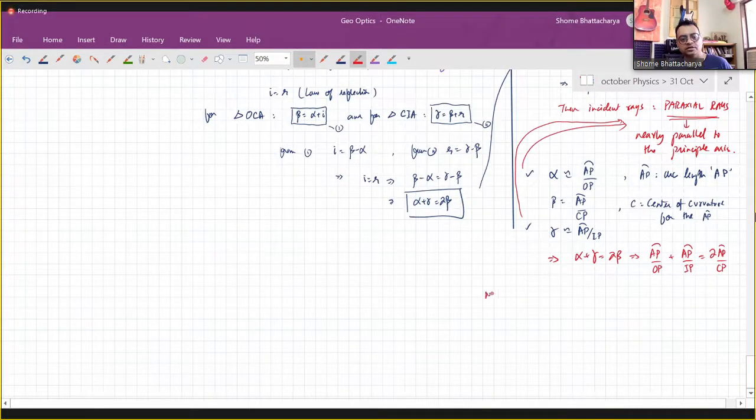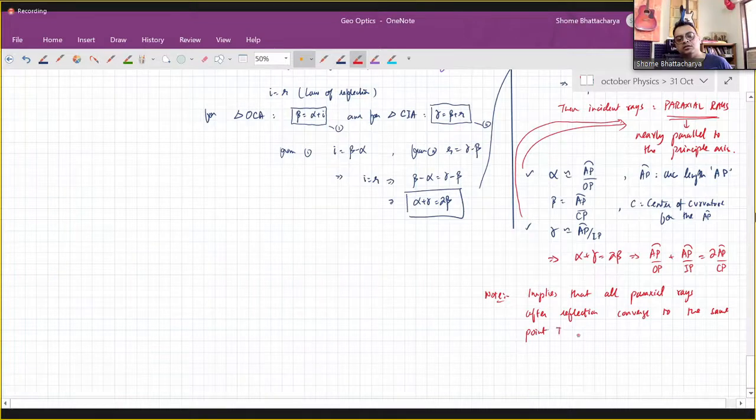So what this shows us is that this implies that all paraxial rays after reflection converge to the same point I, so that further implies that I becomes the real image of the point object.